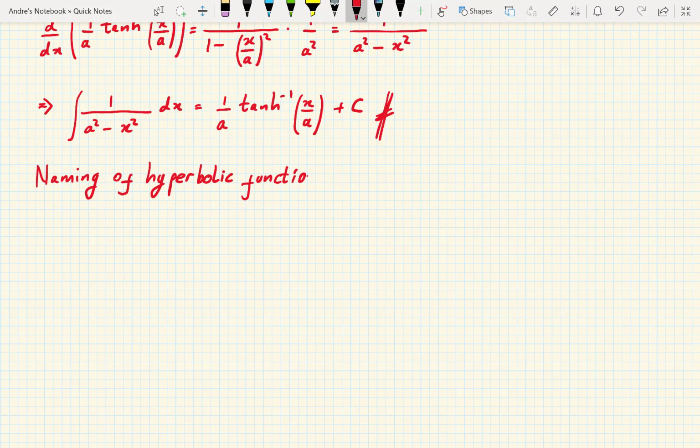To conclude the presentation, I want to answer the question, why is the function e to the x minus e to the minus x on 2 called the hyperbolic sine? Why hyperbolic and why sine?